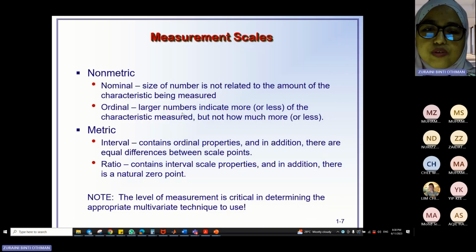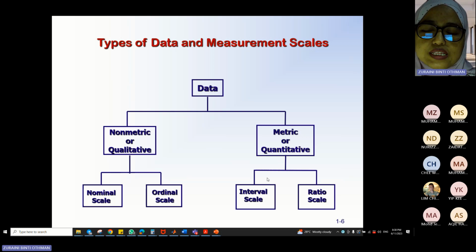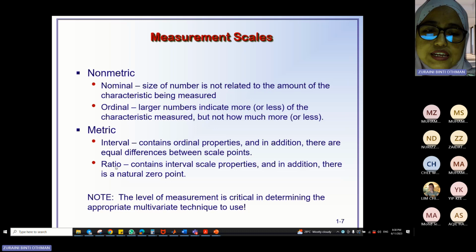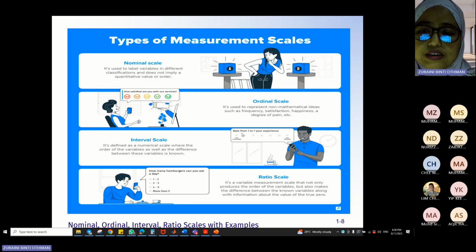Okay, and we have also just now metric or quantitative, we have interval scale and ratio scale. What is interval scale and ratio scale? It is ordinal properties for interval. Interval is rate from 1 to 7 your experience, which is very unsatisfied and very satisfied. Sorry, kat sini kita jawab dekat dalam survey kan, selalunya Likert scale macam tu kan. Is define a numerical scale where the order of variable as well as the difference between this variable is known.